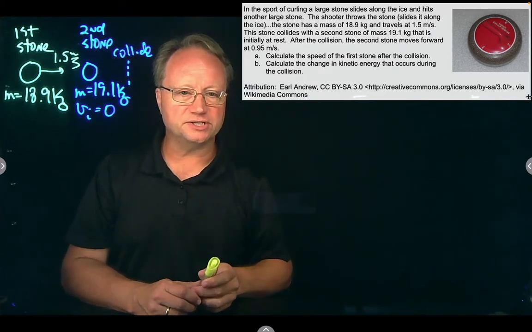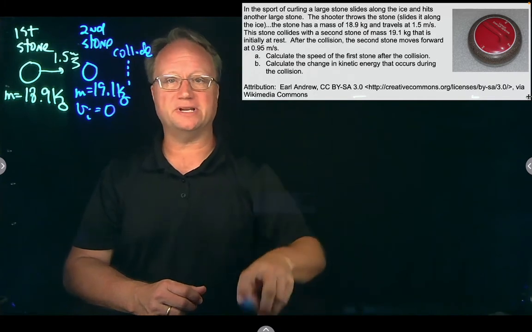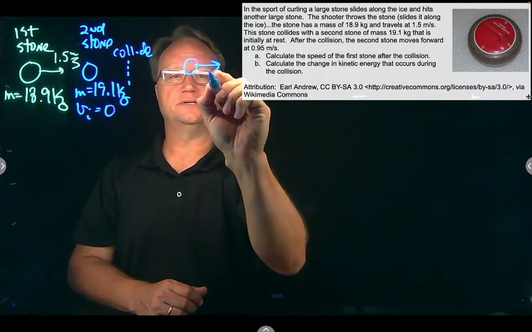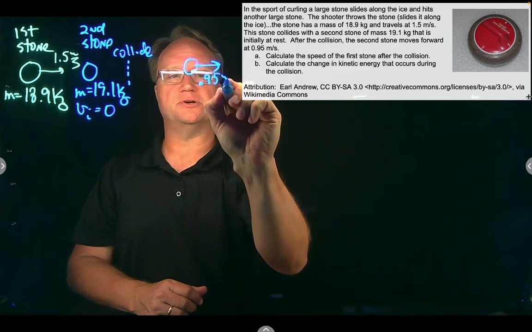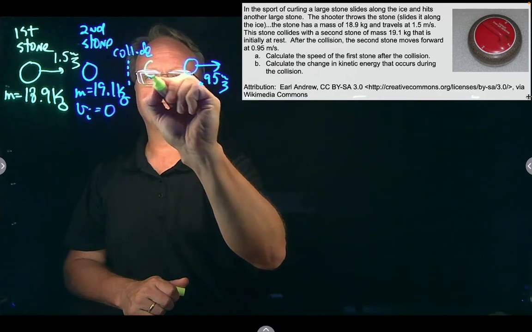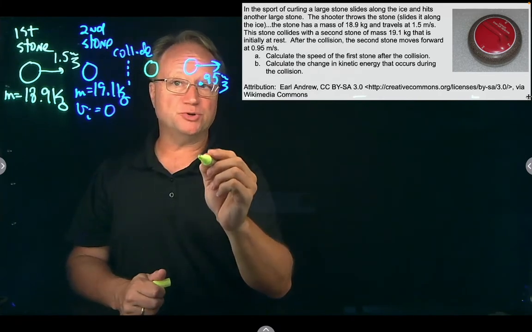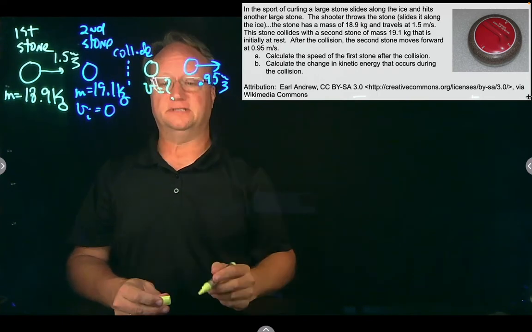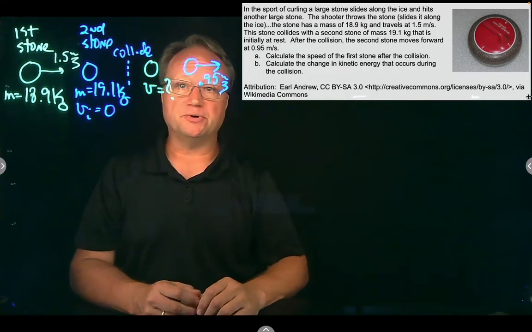After the collision, the second stone moves forward at 0.95 meters per second. So here's our second stone, 0.95 meters per second. The first stone is moving after the collision, but we don't know how fast it's moving. So that's what we want to calculate in part A.